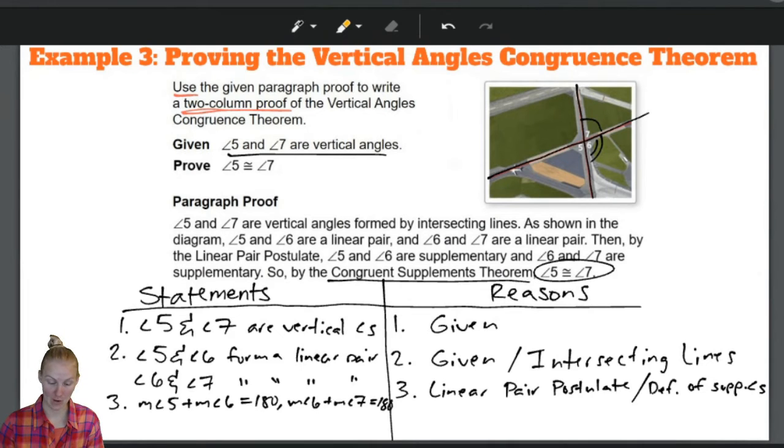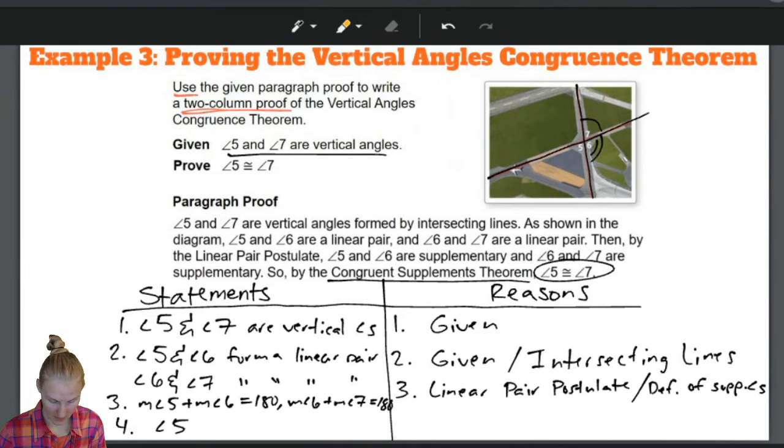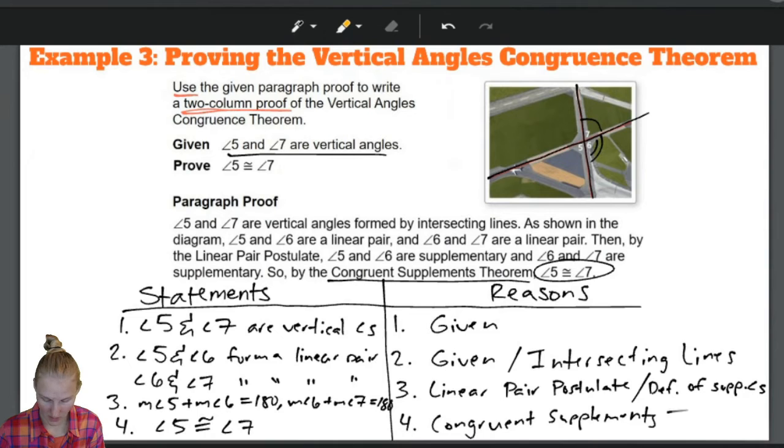Okay. That is the end. So we actually didn't even need to write it this way. We could just say that they're supplementary. And angle 5 is congruent to angle 7 because of the congruent supplements theorem.